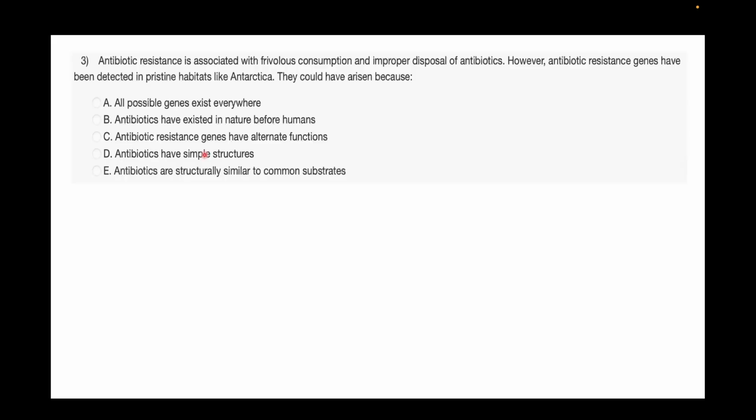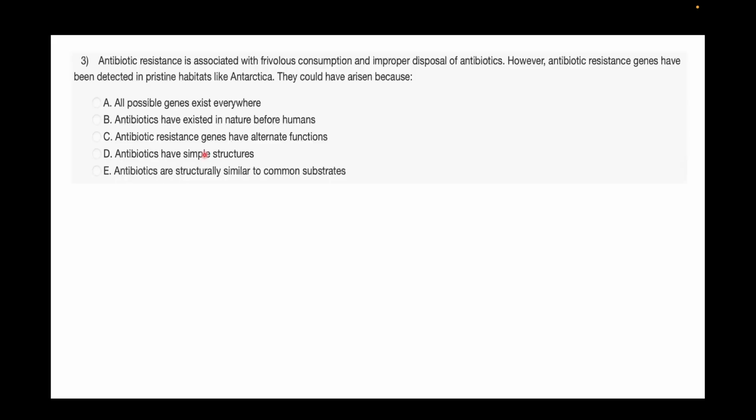Okay, I think it's time to revisit this question. This question is based on antibiotic resistance genes, and how they appear in pristine habitats like deep sea ice in Antarctica, if antibiotic resistance is associated with improper disposal of antibiotics.